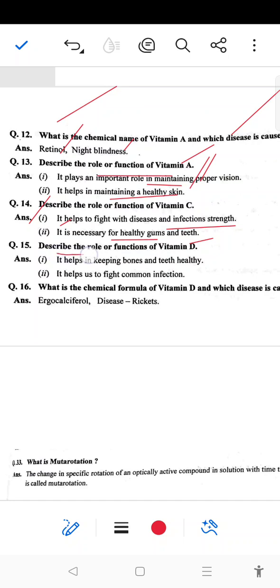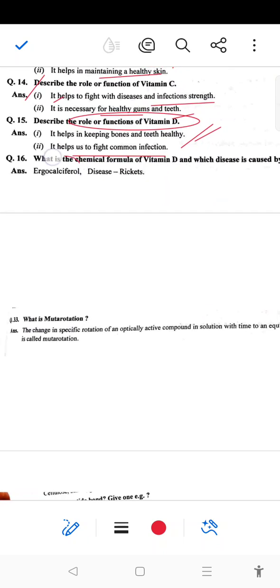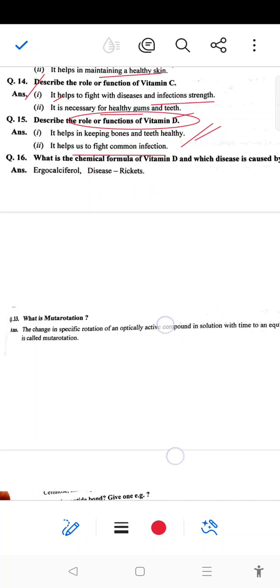And next, describe the role or function of vitamin D. It helps in keeping the bones and teeth healthy. It helps us to fight common infection. Next, chemical name of vitamin D is ergocalciferol, and the disease is rickets.